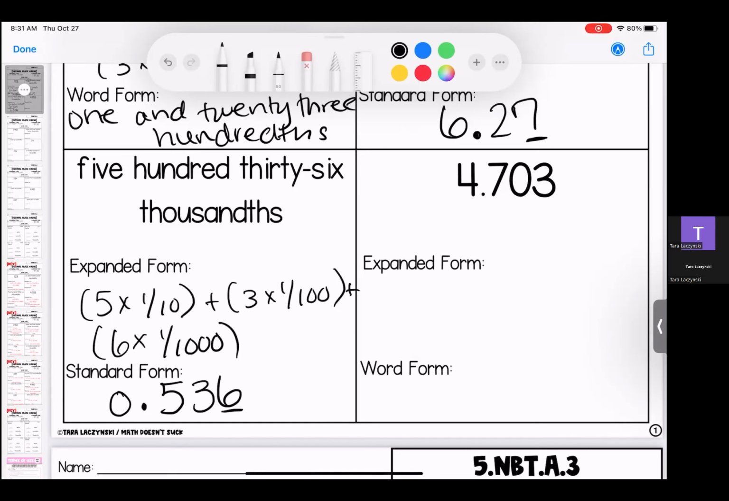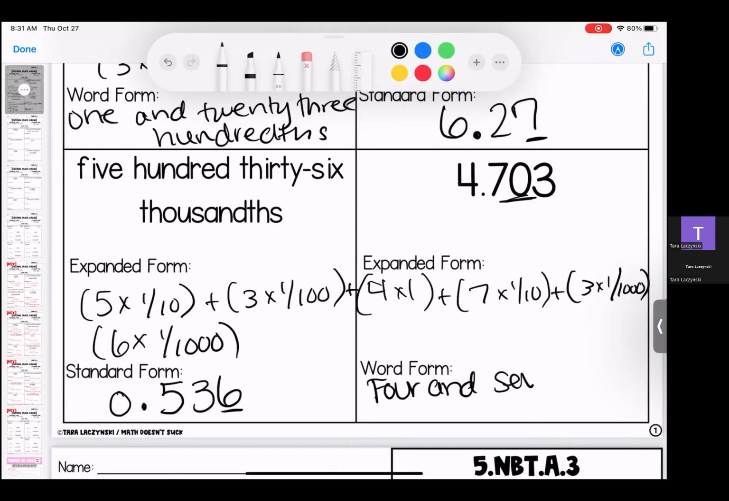Over here we have 4 and 703 thousandths. So if we expand it, we start with our 4 in the ones place, plus 7 in the tenths place. We don't have anything in the hundredths place, so we don't need to show that in our expansion. And then we have 3 in the thousandths place. Word form would be 4 and, because we have a whole number, 703 thousandths.